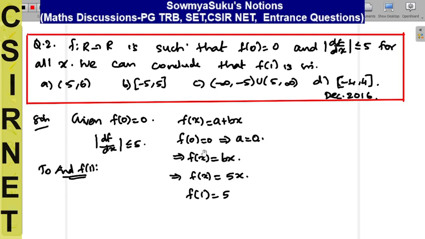So f(x) is 5x. Now we have to find f of 1. So f of 1 is equal to 5. Here 5 is not included. Here 5 is included, and here not included and not included. So from this we can verify that option B is the correct one. Next question.